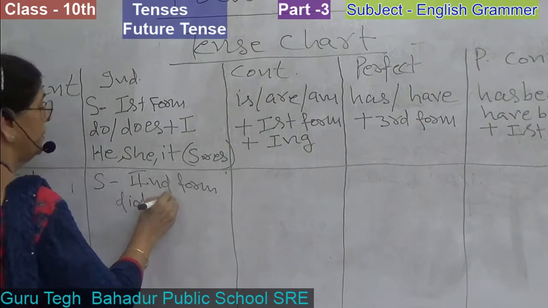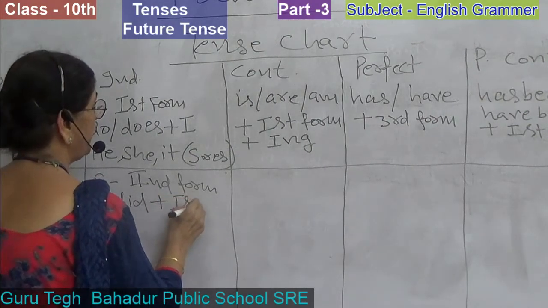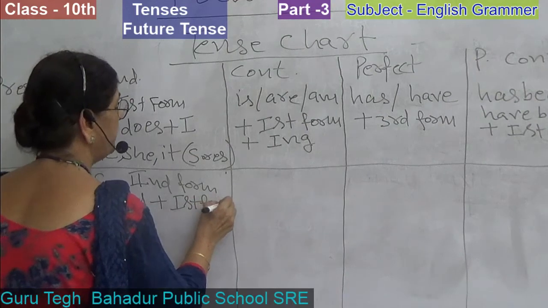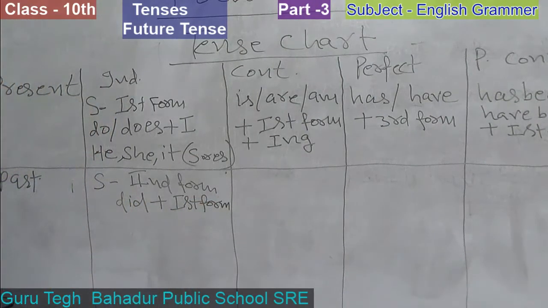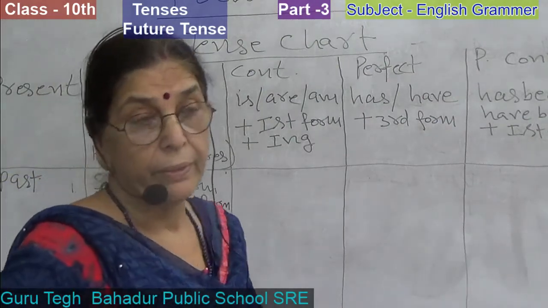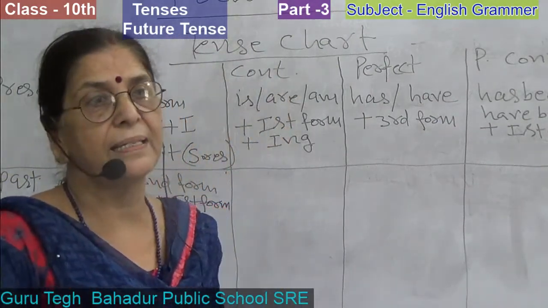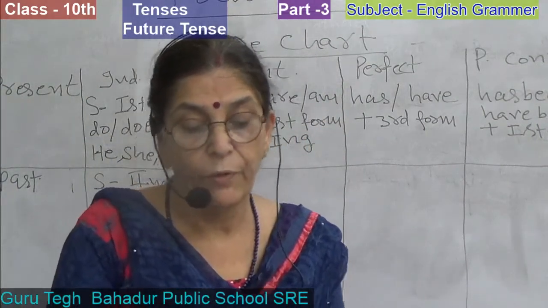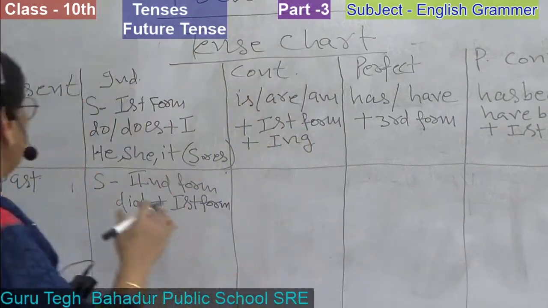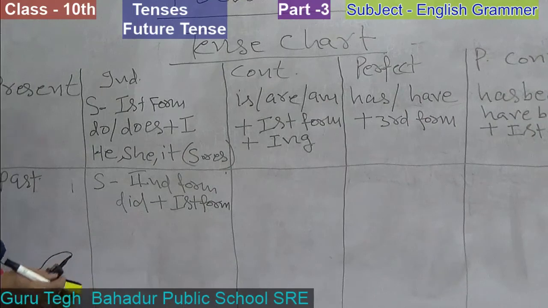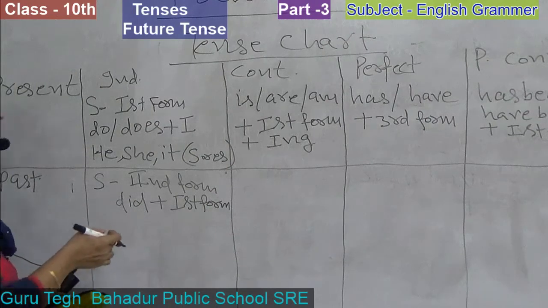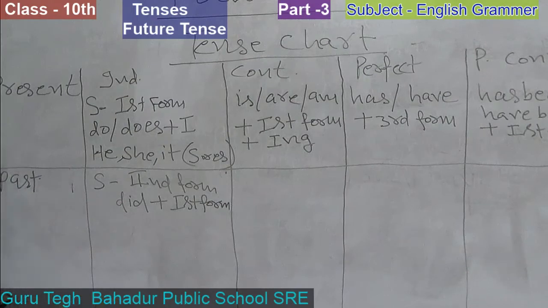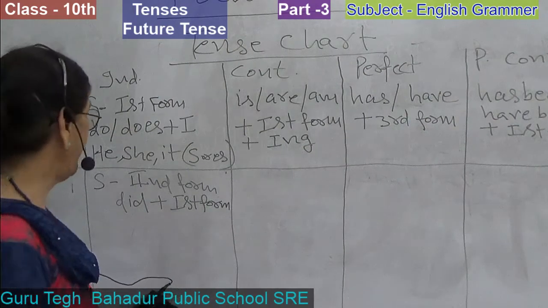Did plus first form. Don't forget that in simple sentences we use the second form, but in negative and interrogative sentences, where we use did, we have to use the first form of the verb. For example, in simple sentence, I say I went. But in negative and interrogative, I have to use did and the first form. I did not go. In interrogative, did I go? And at the end, I have to use the question mark.